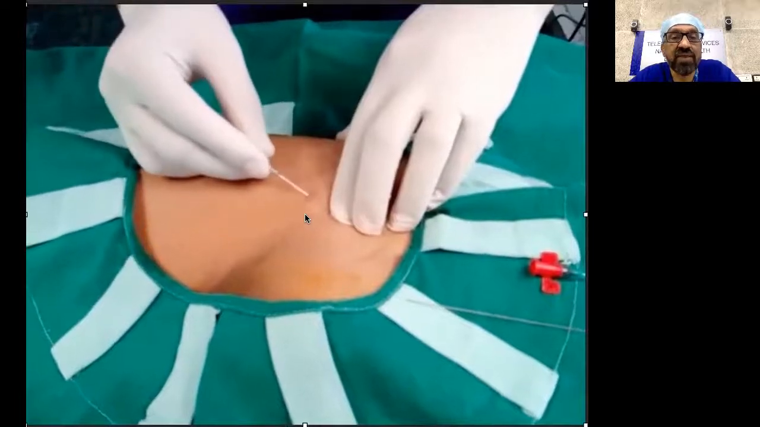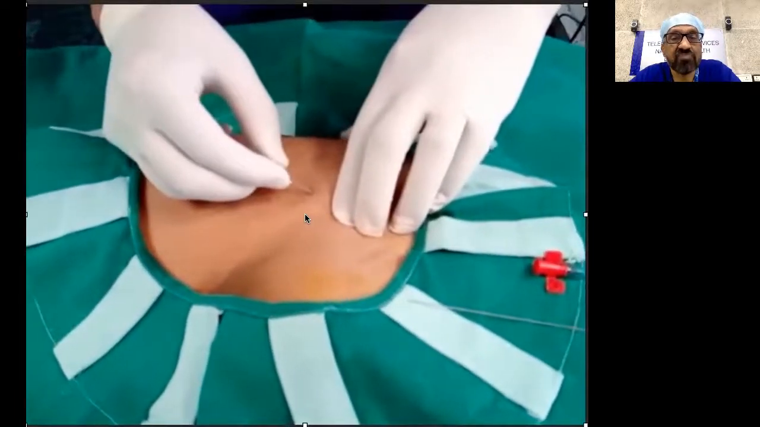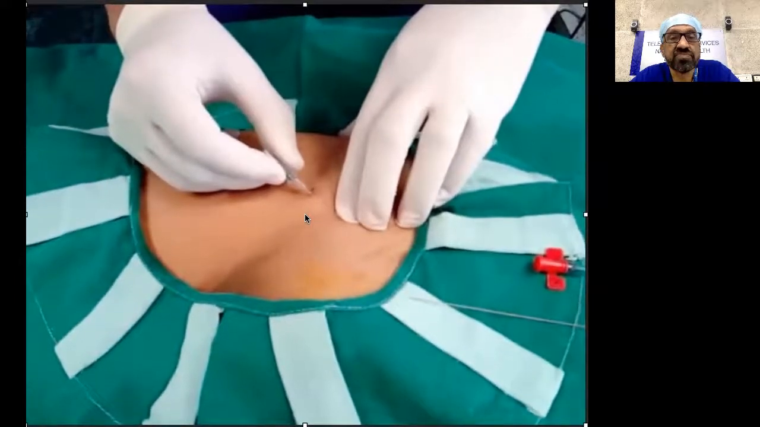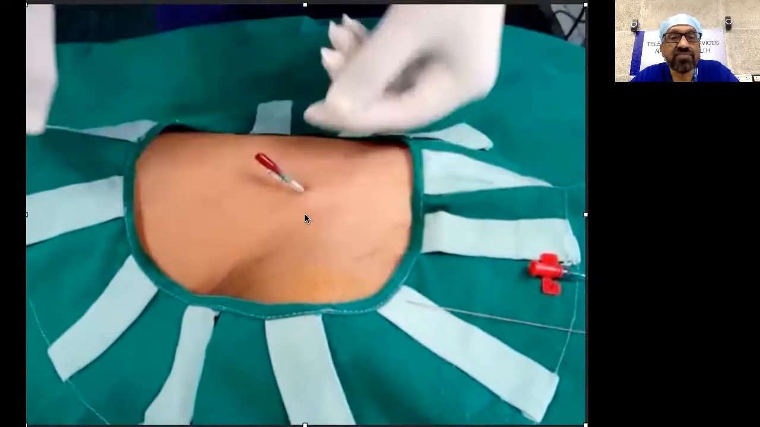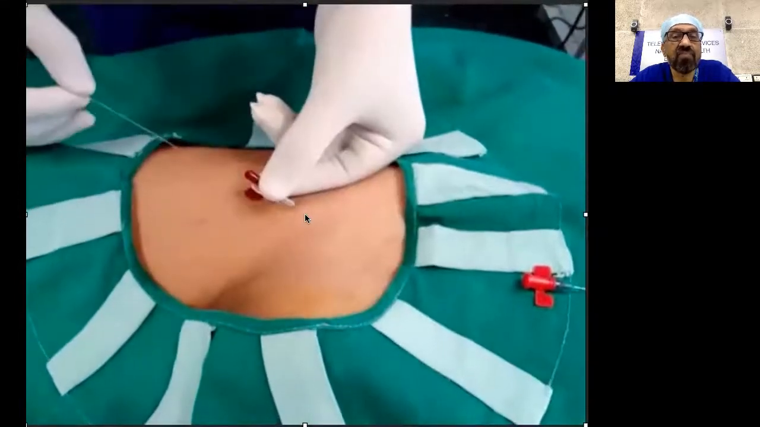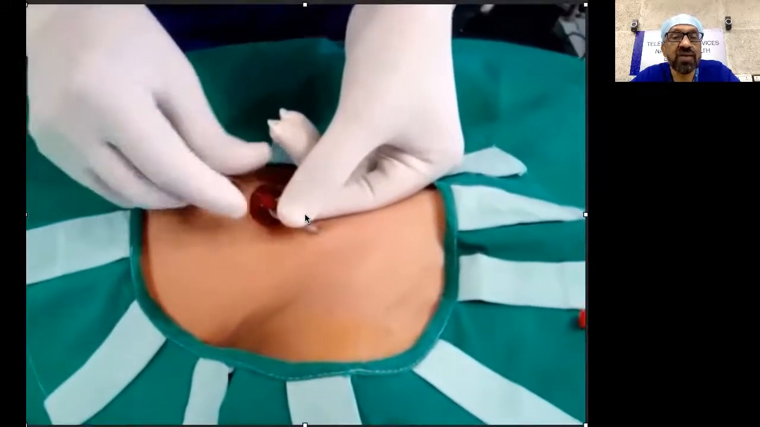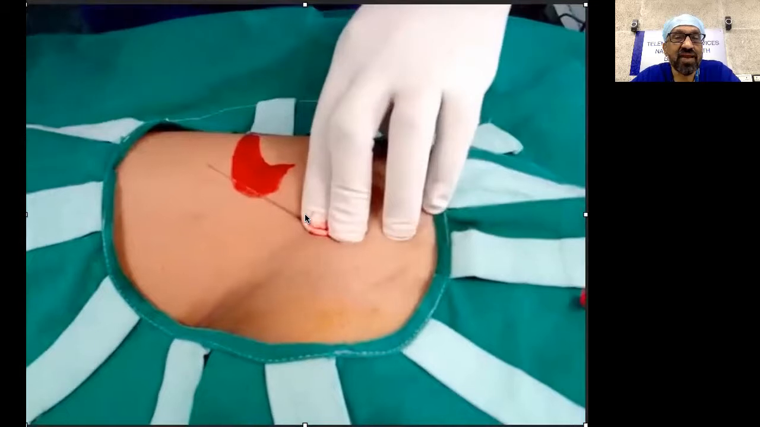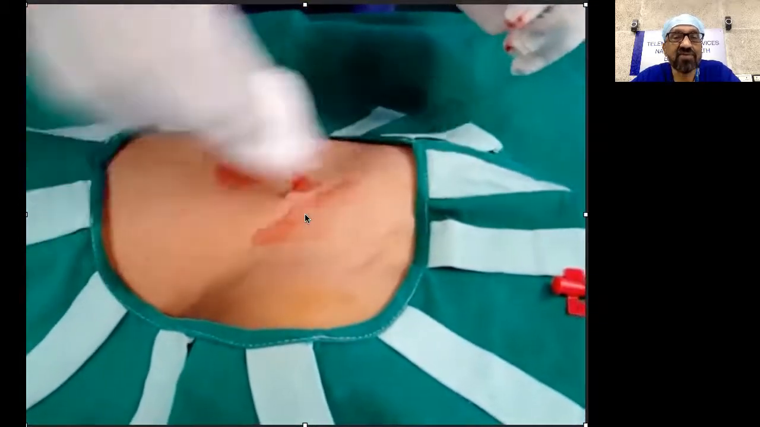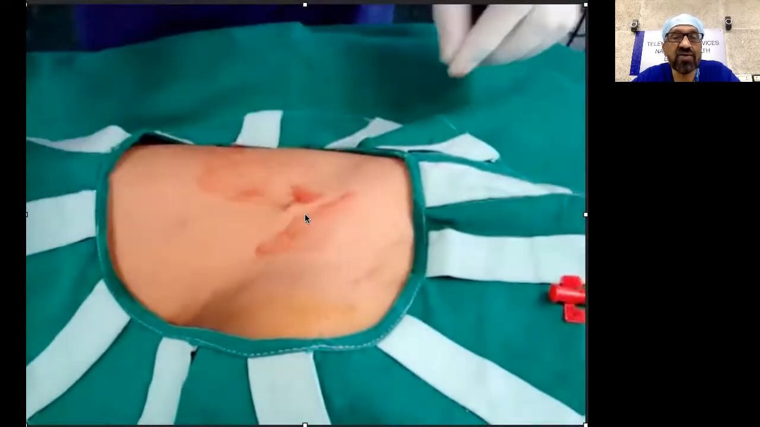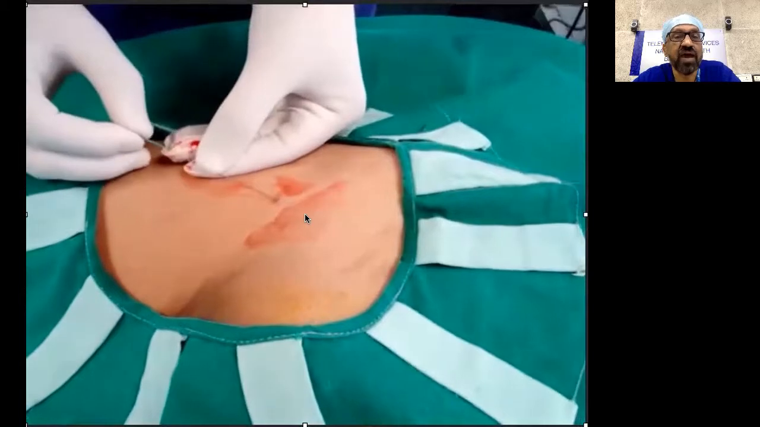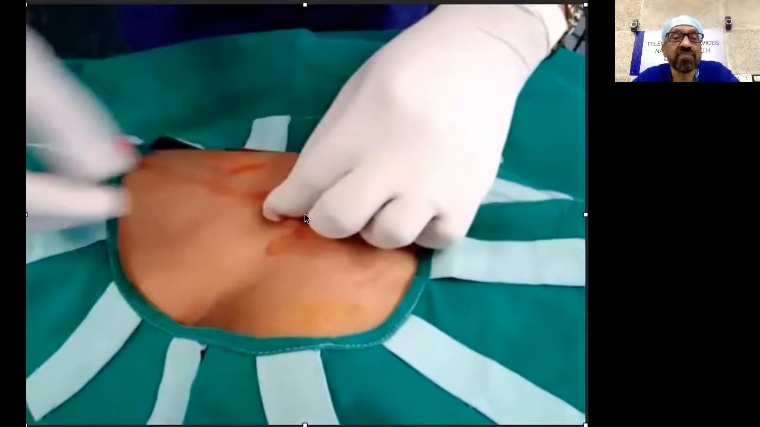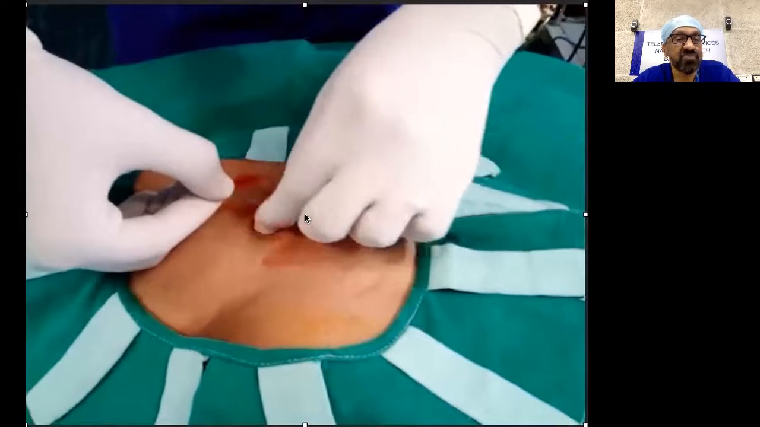The skin nick is made and the needle is inserted into the artery below the inguinal ligament. And once the blood flow is established, the guide wire is passed through the needle and the needle is removed, and the cannula is guided over the guide wire into the intra-arterial location. And then it is connected to the pressure transducer system to obtain the pressure measurements.